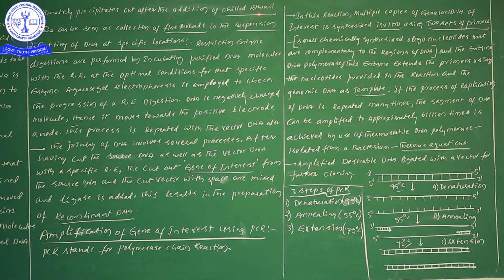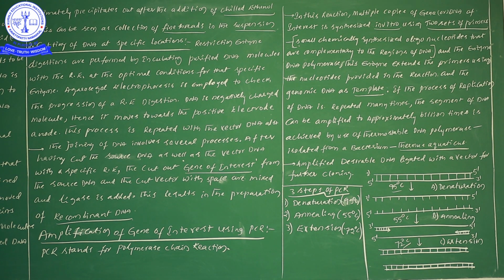So after the addition of chilled ethanol. Here they didn't state it clearly, but as far as our practical is concerned, we add the chilled ethanol on the walls of the test tube. Drop by drop we release, or pour, the chilled ethanol at the walls of the test tube. In that case, definitely the purified form of DNA ultimately precipitates out.